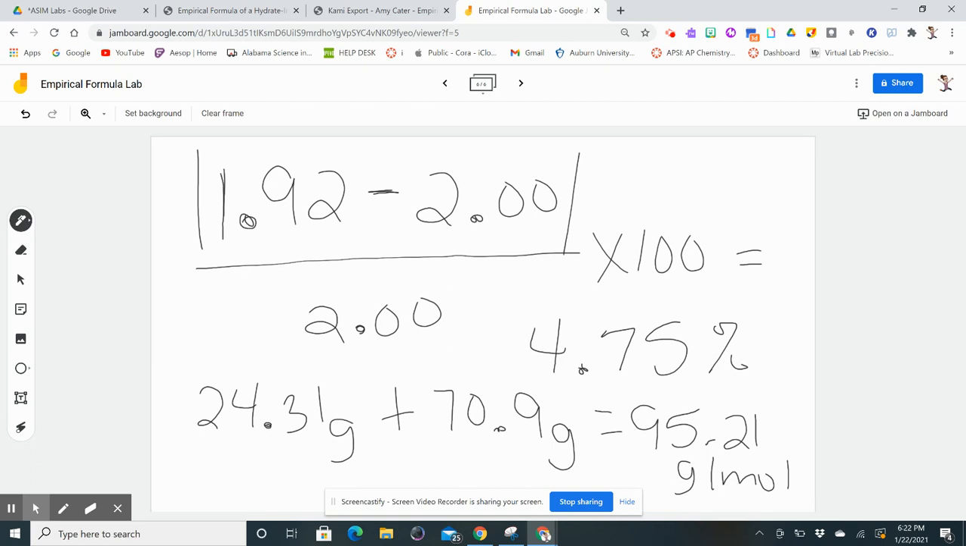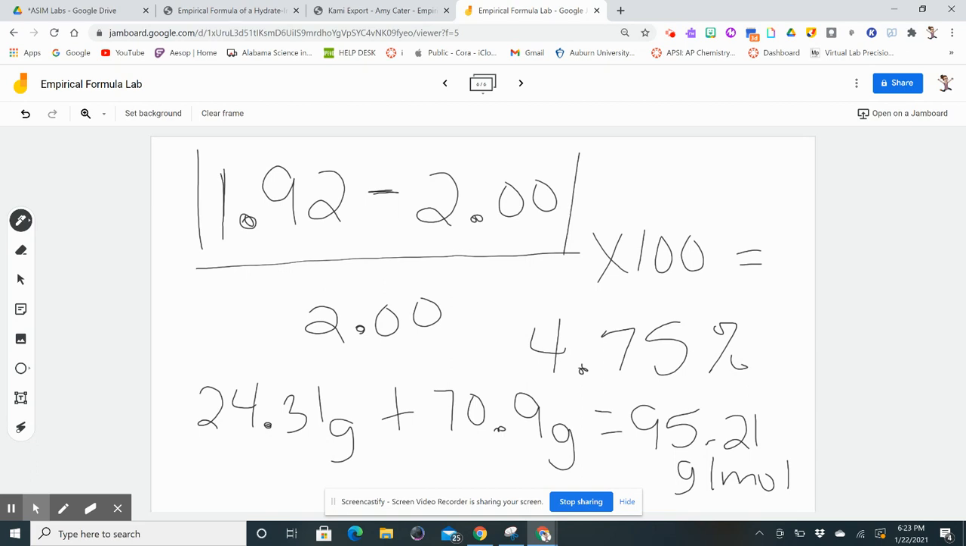Number 6, what is the percent composition? So you're then going to take that number and find percent composition by taking 24.31 and dividing it by 95.21, and then 70.9 and dividing it by 95.21. That gives you the percent composition.